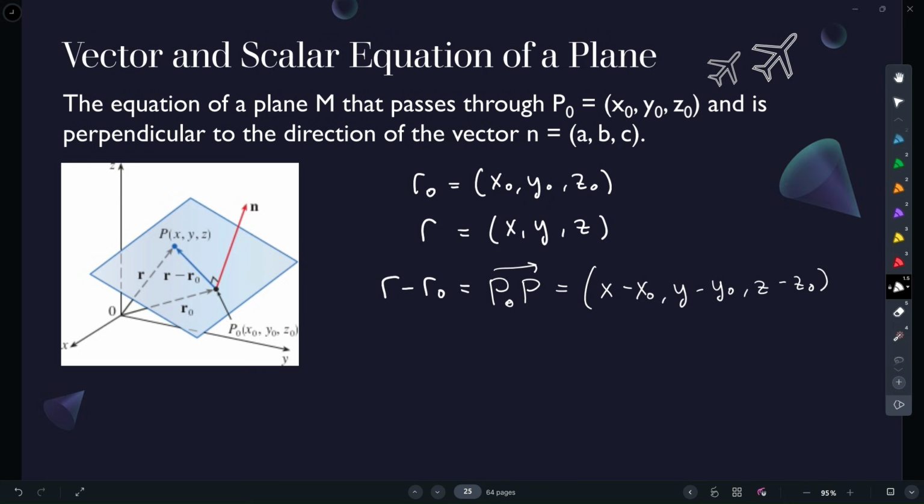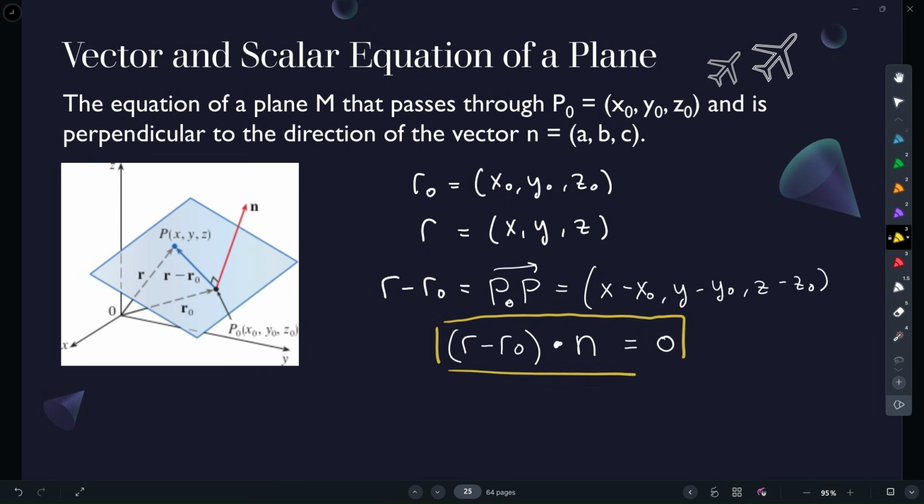Now, the vector equation is simply saying that R minus R naught has to be perpendicular to the vector n. And we express that using the dot product. Remember that the dot product is 0 if and only if the two vectors are perpendicular. So this relationship of vectors is what we call the vector equation that describes a plane.